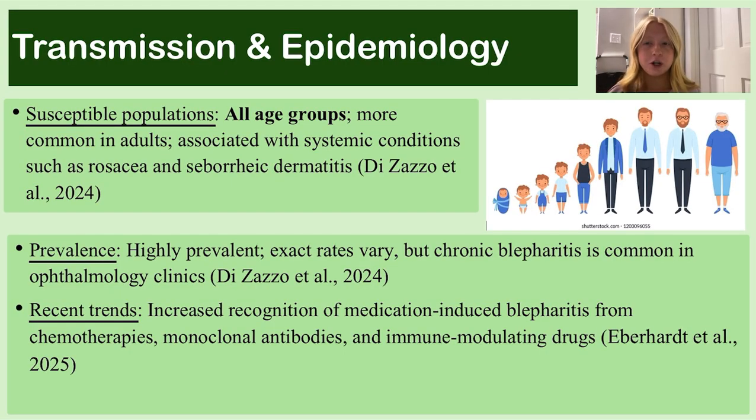Blepharitis can affect any age group, but it's more frequently observed in adults, especially those with underlying systemic conditions like rosacea or seborrheic dermatitis, which can exacerbate eyelid inflammation. Children can also develop blepharitis, but it's less common. And regarding prevalence, blepharitis is considered a common chronic eye condition, frequently encountered in ophthalmology clinics, and the disease can be persistent or recurrent, which makes it clinically significant despite not being life-threatening.